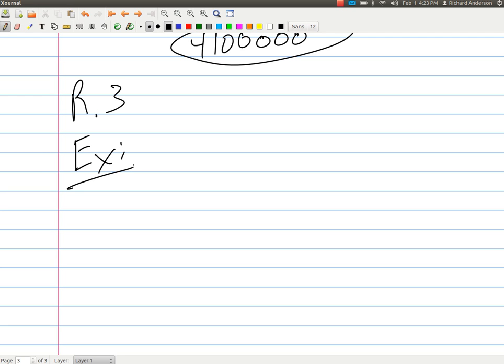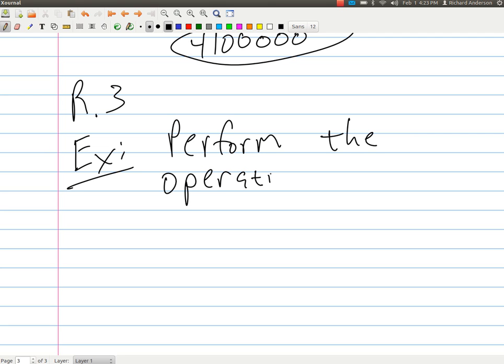First one I want to work for is here. What I'm doing, it says in the directions, perform the operation indicated. What it really comes down to is that you want to combine like terms. That's what they're trying to get us to do here.